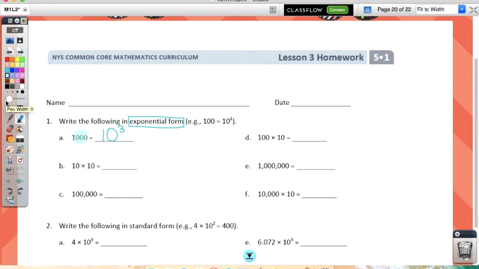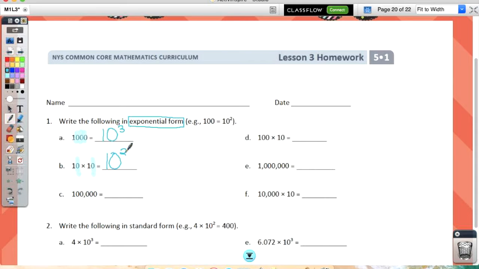Okay. So going down to B. Watch my trick. Well, that's too skinny. Let's try this. That's a little better, isn't it? So how many zeros did I highlight? 2. So this is 10 to the second power. And you're going to say it like grades. First, second, third, fourth, fifth, sixth.